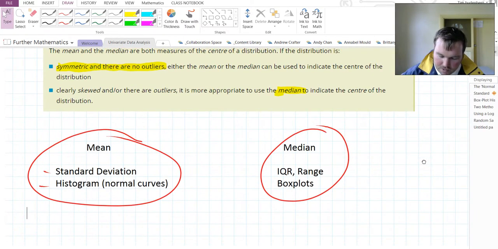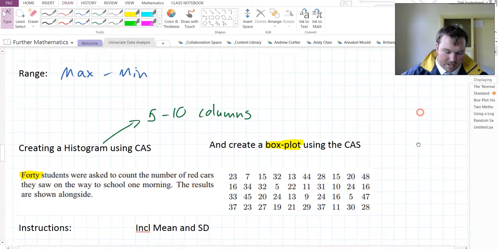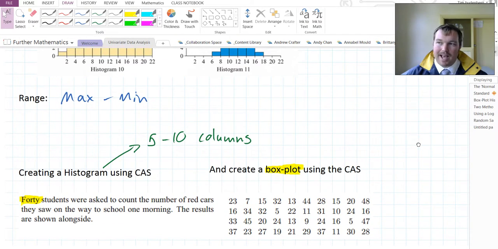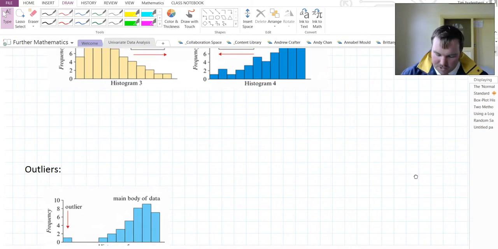Apologies that went so long, but you'll need to know how to use your calculator to grab a set of statistics and create either histograms or box plots and then be able to interpret them. We'll work on interpreting in class. Thank you very much.